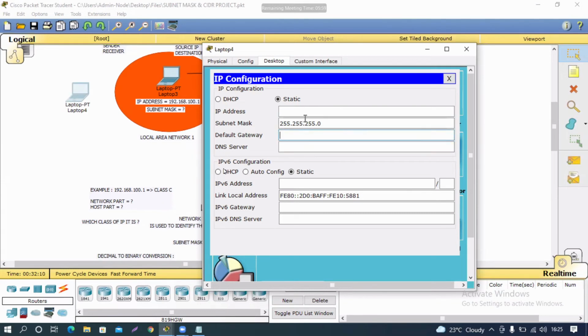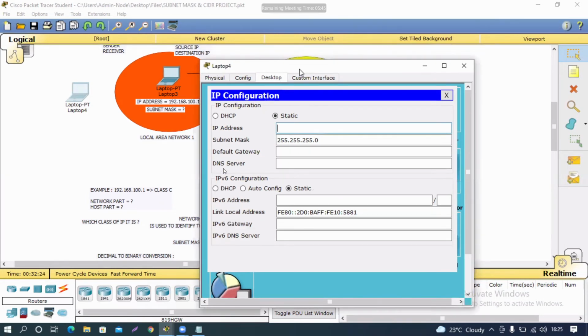Sir, are all these IP address classes provided by DHCP? Not DHCP, ISP. Anyone can provide an IP address: a network engineer, a network administrator, your ISP, anyone. You can also provide the IP address to your system yourself. These are basically considered methods, static and dynamic. This is dynamic.